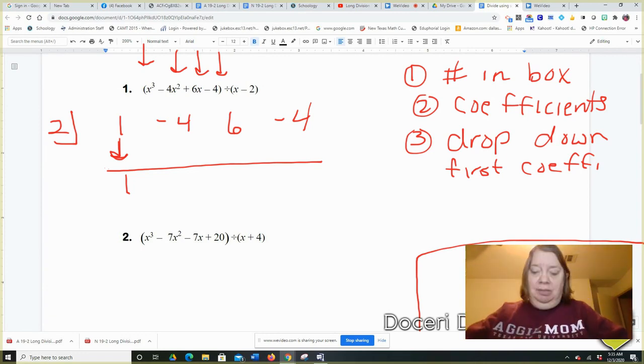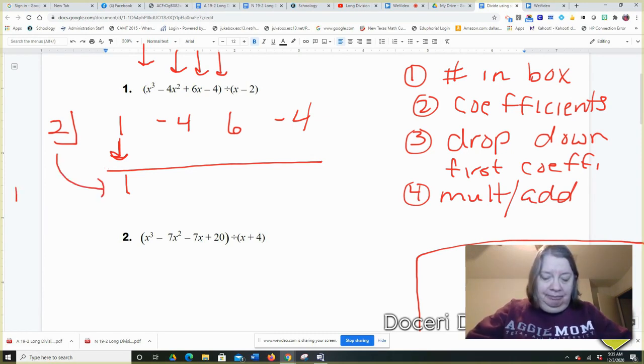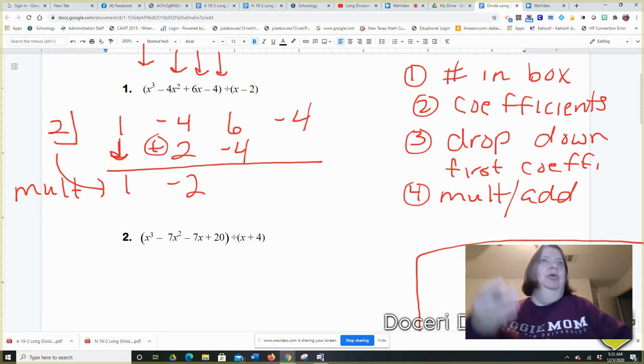Next, you're going to multiply the number in the box and the number on the bottom row. So we're going to multiply right here. 2 times 1 is 2. We're going to write it under the next coefficient. Then we're going to add negative 4 plus 2. Then we're going to multiply the number in the box times the number on the bottom row. 2 times negative 2 is negative 4. Then we're going to add 6 plus a negative 4, or 6 minus 4.